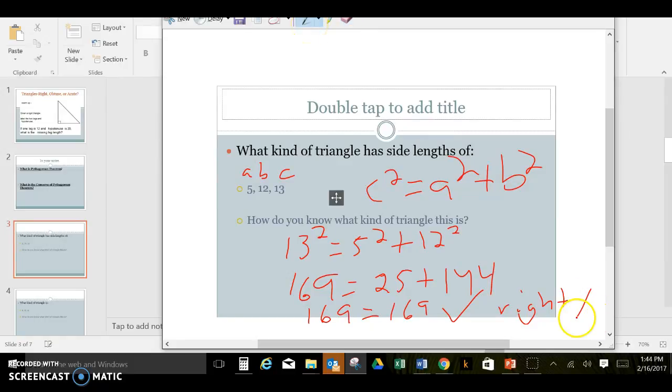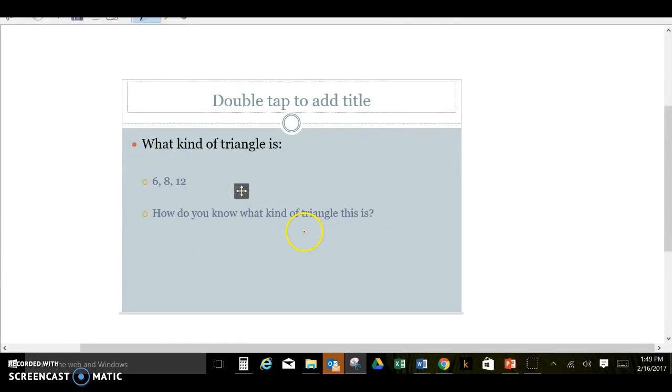Erase that. Okay. So that's how you would get a right triangle. All right, so let's look at this one. We want to see if this is a right triangle. And if it's a right triangle, both sides of the equation should equal each other. So here we go. We're going to go c squared equals a squared plus b squared. And so when I do it, I get 12 squared is equal to 6 squared plus 8 squared.